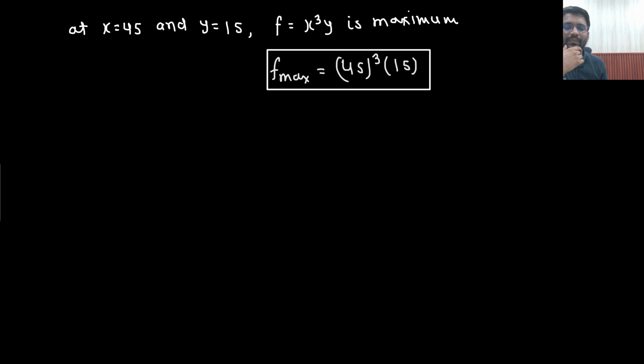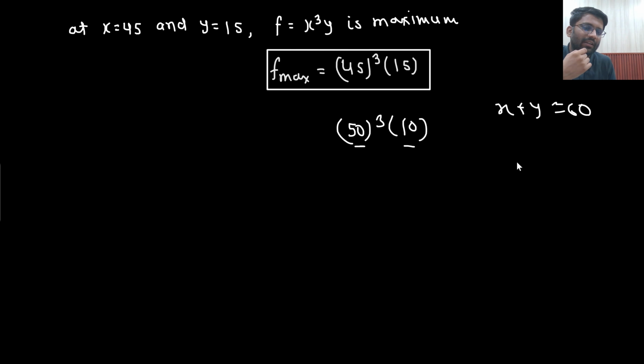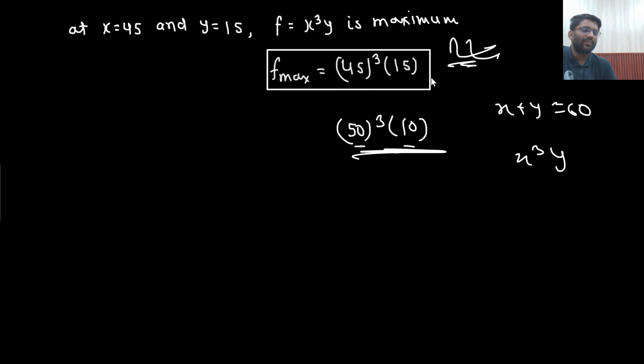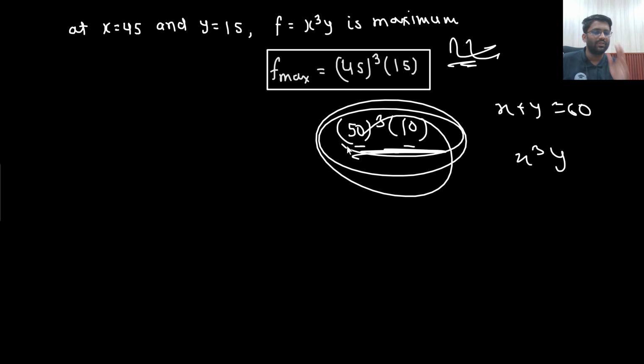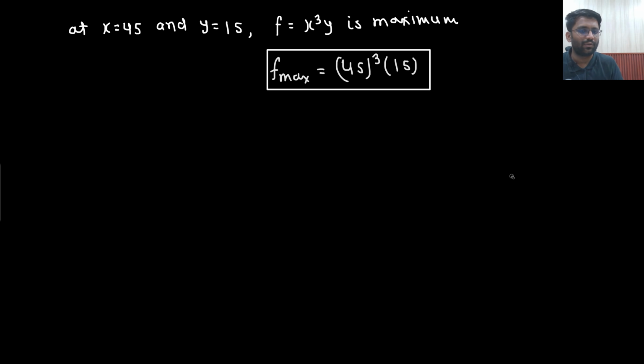There you go. Someone would think, sir, what if x is 50 and y is 10, because x plus y should be 60, no? What you have said is x plus y should be 60 and x cube multiplied by y you need to maximize. So 50, 10 also we can take. You find out this value, and you will realize that the value at 45 and 15 is maximum only. You can do this calculation. Understandable? So these kind of questions we need to solve.